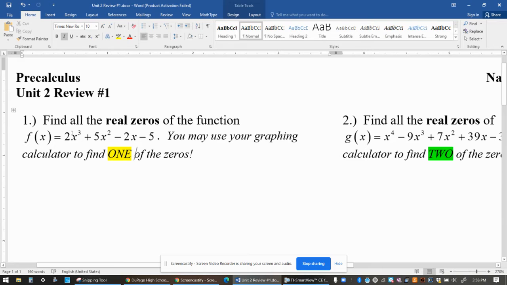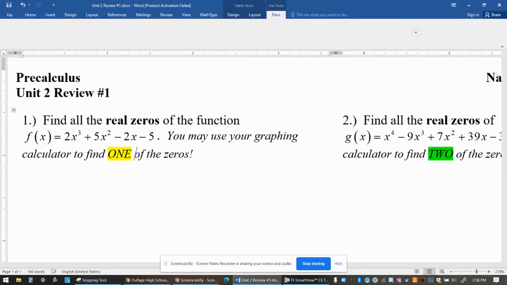It's a cubic. So if we can find a zero from the graph, we can use synthetic division to break this cubic down into a quadratic, and from there we can solve it by using the quadratic formula or by factoring. So I'm going to take a minute and type this into my graphing calculator.